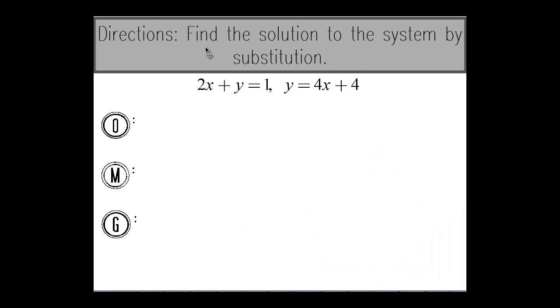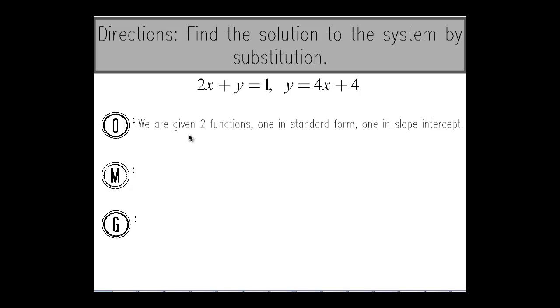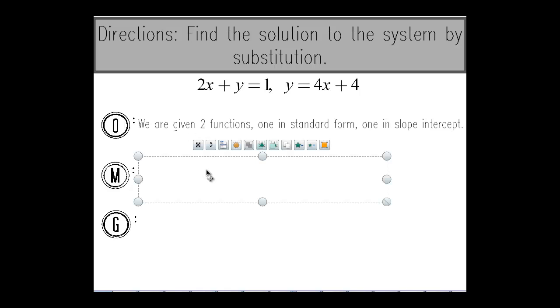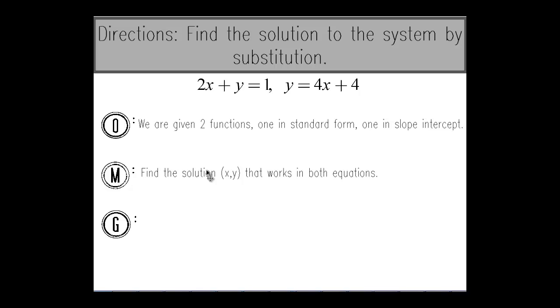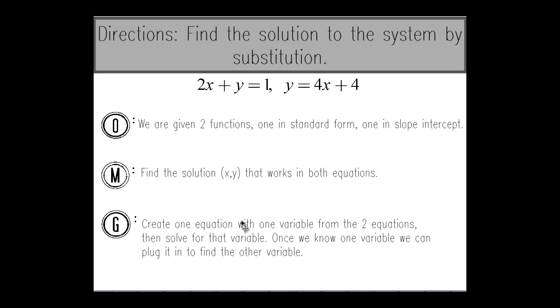The next directions say to find the solution to the system by substitution. We're going to get the same answer, but the method for getting there is going to be different. Again, we observe that we have two functions, one in standard, one in slope-intercept form. We're still going to find an xy coordinate that makes both equations true. To do this, we're going to follow this system right here. Create one equation with one variable from the two equations. Once we find that variable, we can plug it in and solve for the other one.